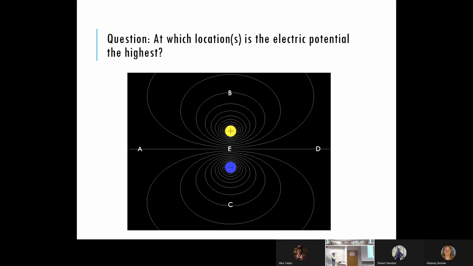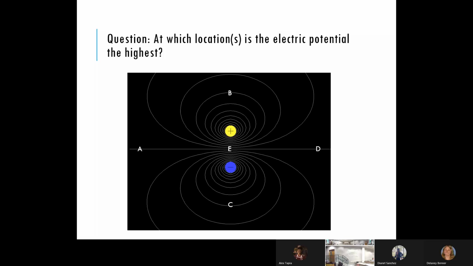E. How do you know? The lines are closest together, right? That's it. Largest magnitude, lines closer together, steepest slope. So I would say E. What's next? Which one has the next largest magnitude? B and C. I agree. And then the next largest: B and C equal, and A and B equal. Yep.